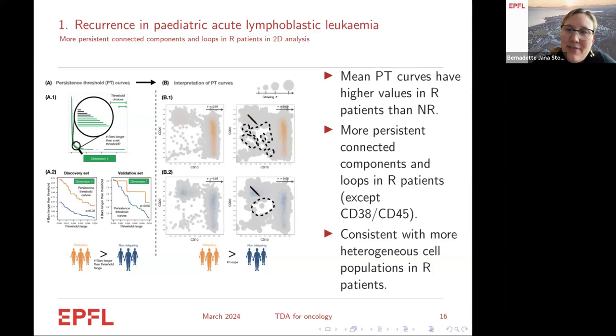So we did this, and we found that the mean persistence threshold curves have higher values in relapsing patients than non-relapsing. So we have more persistent connected components and loops in relapsing patients, except for one parameter combination, which is actually consistent with the medical hypothesis that in relapsing patients, you have more heterogeneous cell populations. So if you think about a point cloud which is more heterogeneous, has more spread out points, then this will also give rise to larger loops or more disconnected connected components, which are then found by Vietoris-Rips.